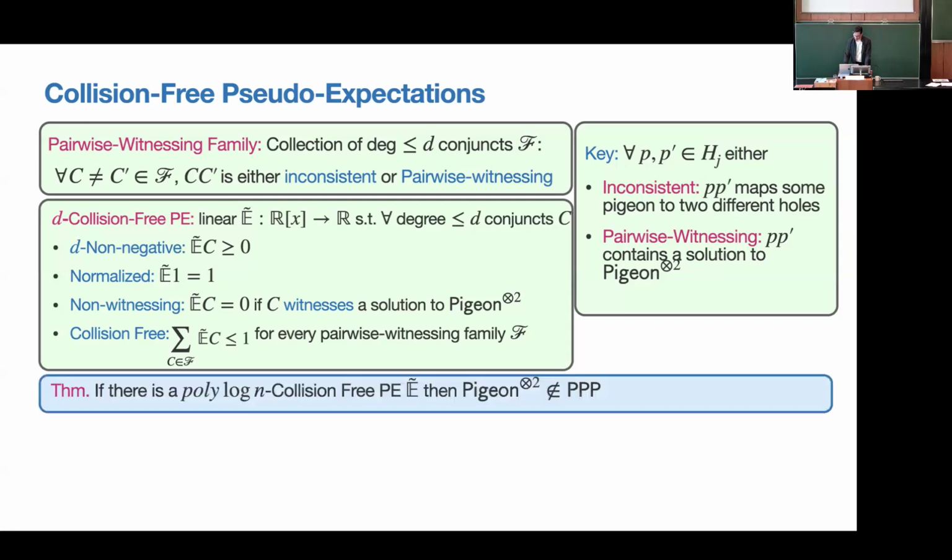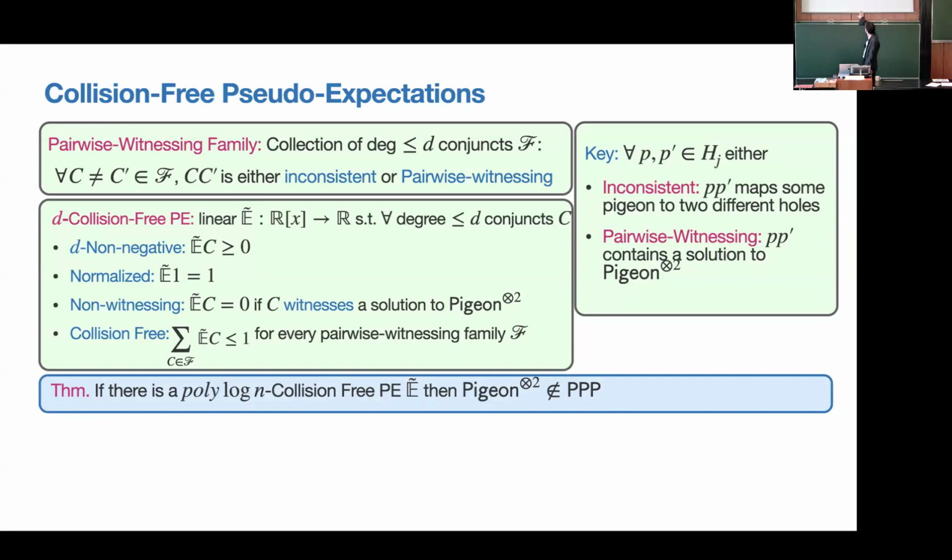Okay, so let's see that this works. If there exists one of these collision-free pseudo-expectations, then there can't be a reduction from pigeon squared to pigeon. Is this collision-free pseudo-expectation for pigeon squared or for pigeon? It's defined over the variables of pigeon squared.